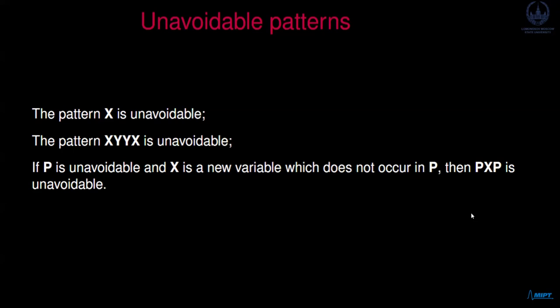There is also a general construction rule. If P is an unavoidable pattern and X is a new variable that doesn't appear in P, then the pattern PXP is also unavoidable. This means you can embed a new pattern between copies of P and they will still be unavoidable. Unavoidable patterns are important because they define constructions on how we can avoid certain structures when constructing words.